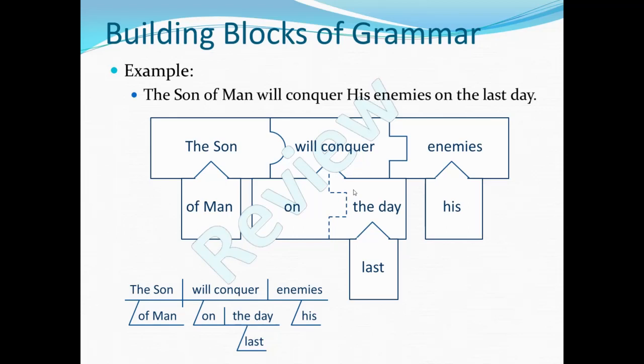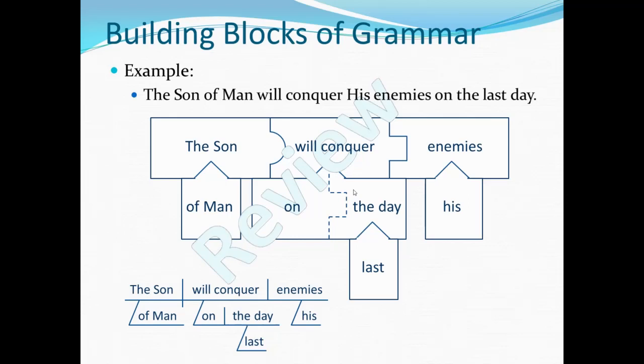And then we have a number of modifiers. Of man tells us more about the Son. On the day, as a whole prepositional phrase, tells us more about will conquer. And within that prepositional phrase, the day answers a who or what question after the preposition on. So it's functioning as the object of that preposition, on the day. And then the word day has a modifier, last. And finally, the word enemies has a modifier, the possessive his.